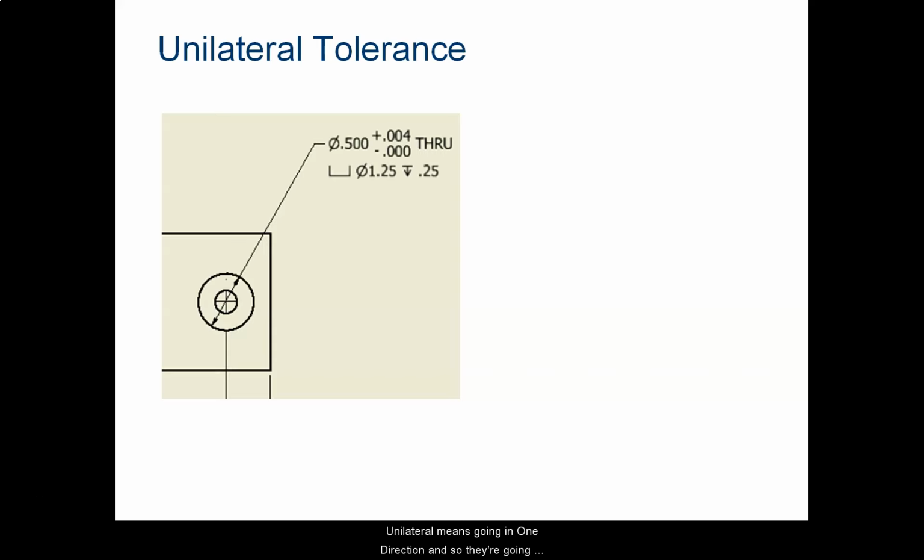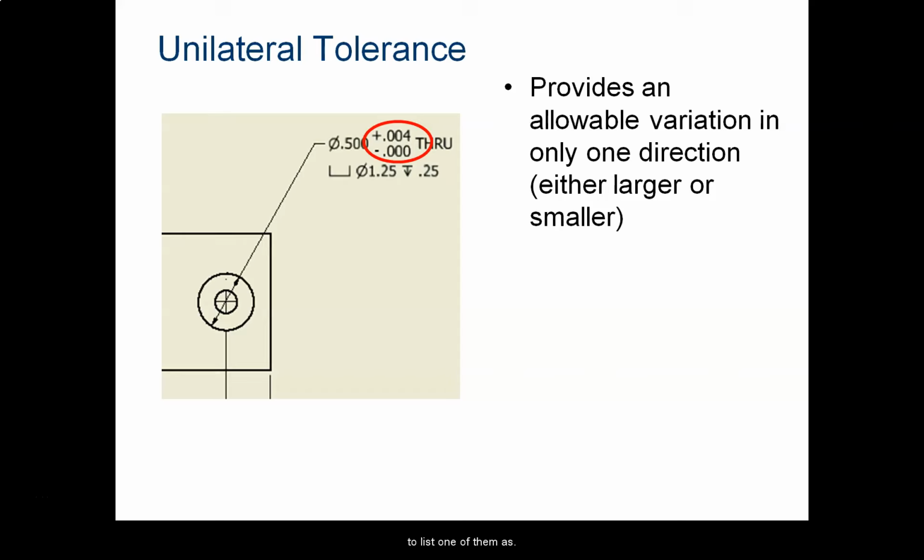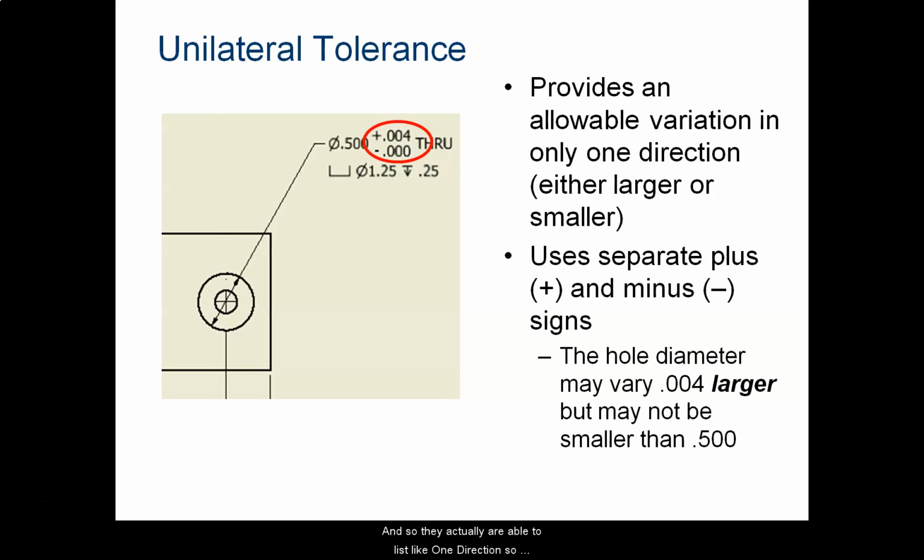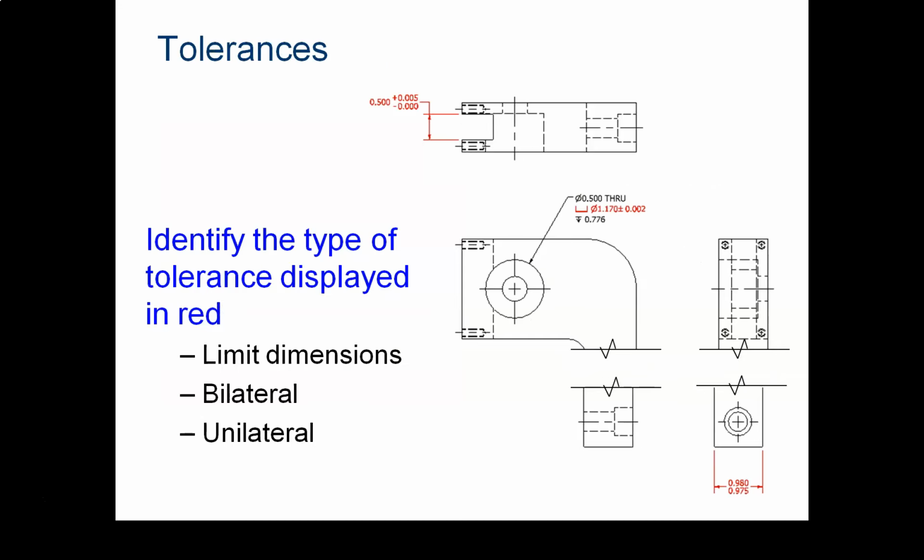Right? Unilateral means going in one direction, and so they're going to list one of them as a 0, meaning that it has to be either this size or greater or smaller. And so they actually are able to list in one direction, so that you may have a piece that's fitting in there, so it definitely can't be smaller or something like that.